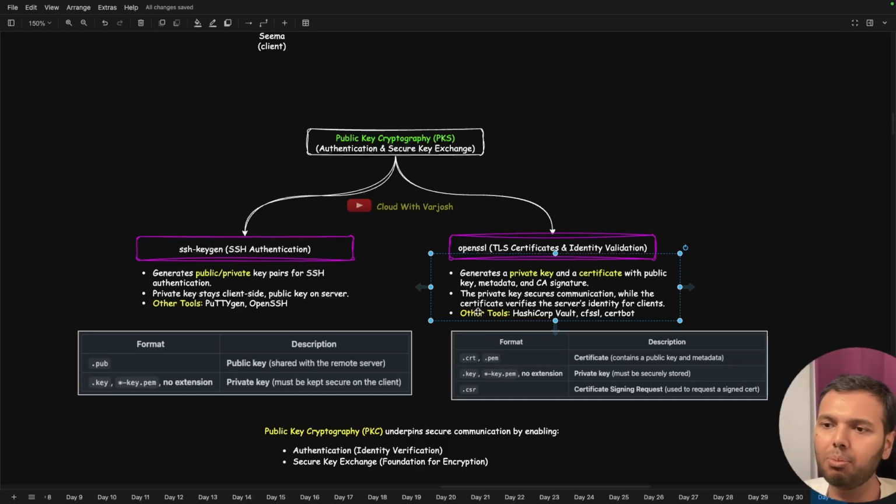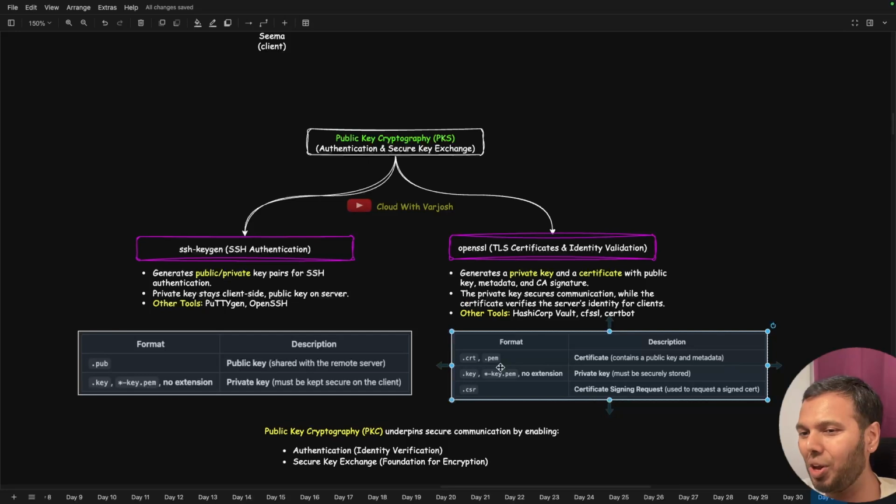Other tools that can be used to generate TLS certificates are HashiCorp Vault, Cloudflare's SSL, and Certbot. Certbot is associated with Let's Encrypt. Then here are the formats that you would see for TLS certificates.